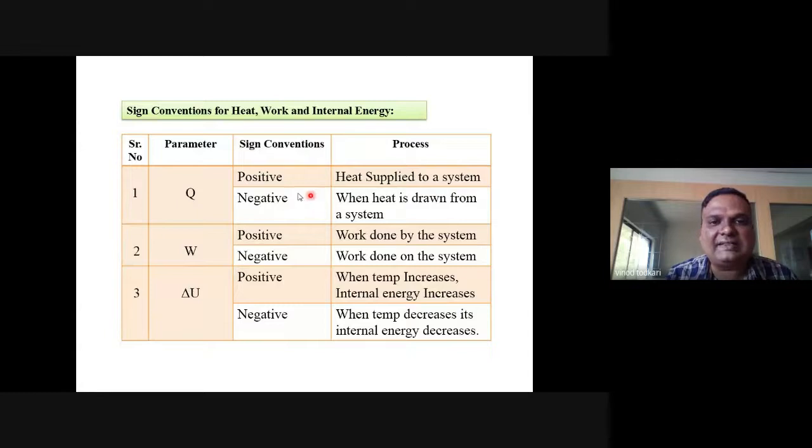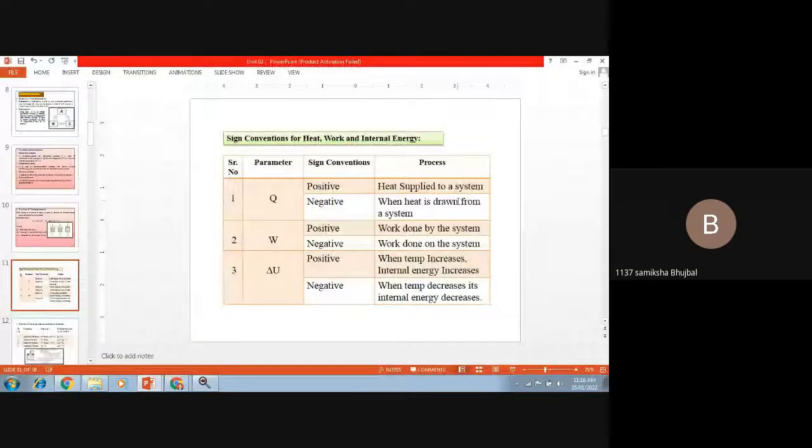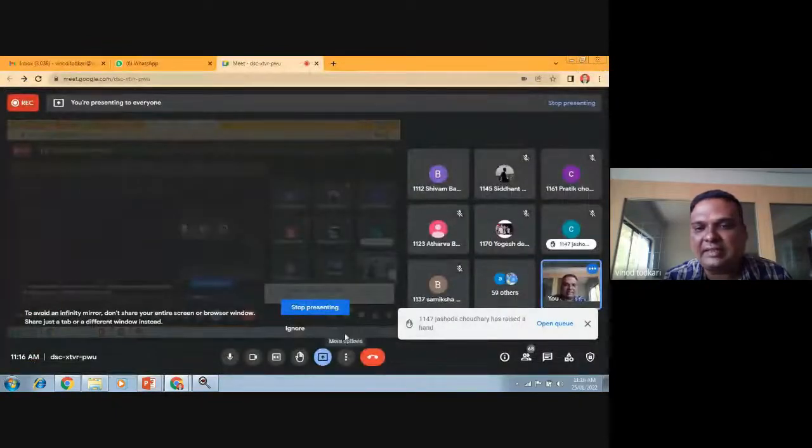So tell me, is this sign convention clear to you? Yes, sir. So we have seen the sign convention for work and internal energy.